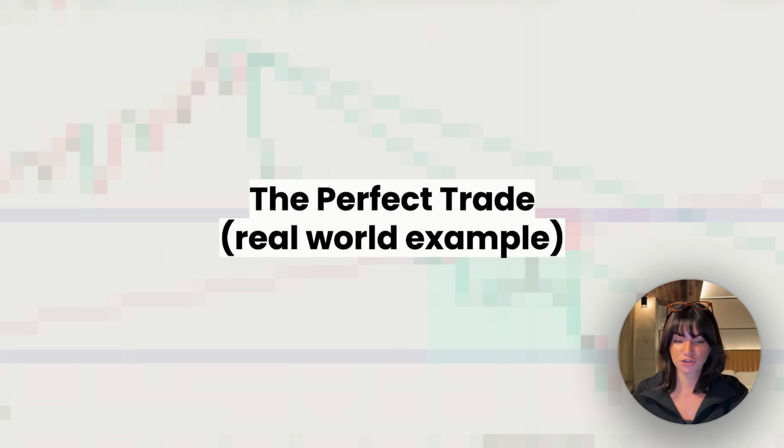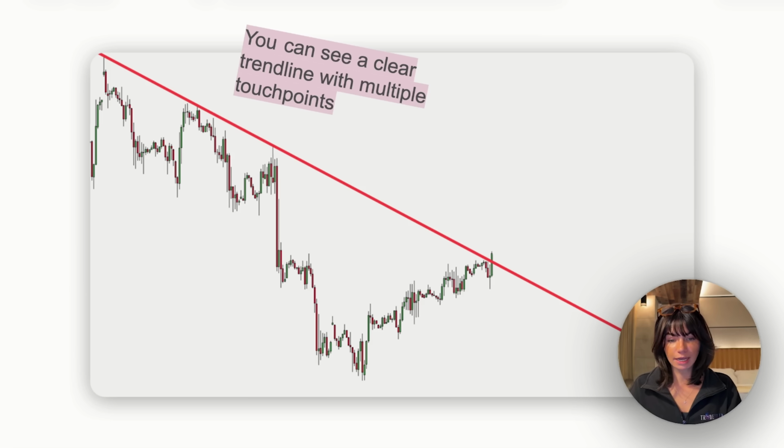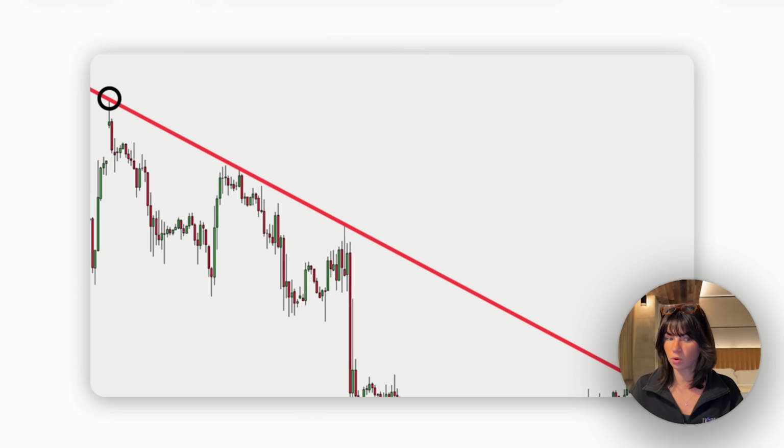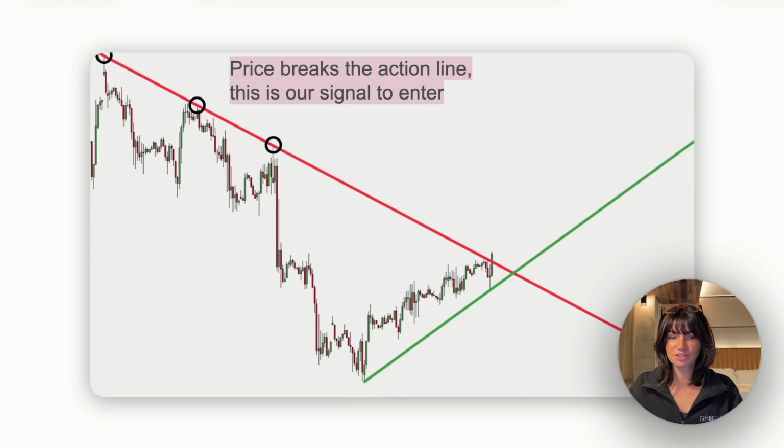Now let's look at the perfect trade with real world examples. Okay, so you can see a clear trend line with multiple touch points. And now we say multiple touch points, but how many? 1, 2, 3. All right, this is already starting to look like it could be a potential A+ setup, perfect trade. Now, price has broken through our downward trend line, so we've got an action line now. We also need a safety line, so the opposing trend line. We've got an upward trend line now.